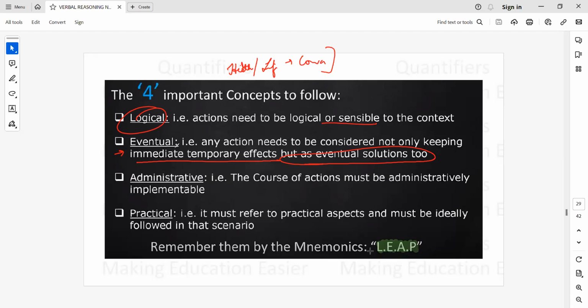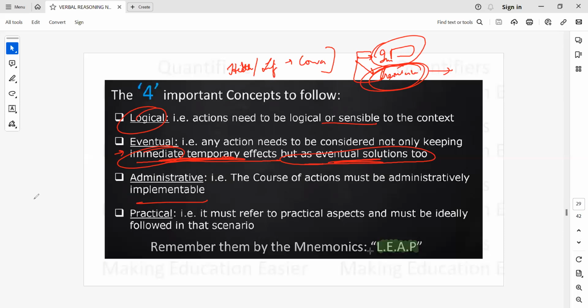So there was an immediate action that was being taken. The immediate action was that to break the chain, you were asked to stay at home. So that kind of thing. And then there was a preventive action. So immediate action and then the preventive action. The preventive action was the development of the vaccination and so on, right? So that is the case of eventual. Any action needs to be considered not only keeping immediate temporary effects, but as eventual solutions. So both the immediate as well as the preventive actions are valid courses of action. The courses of action must be administratively implementable, that is, practically possible. It is feasible. Now, practical I've already talked about.